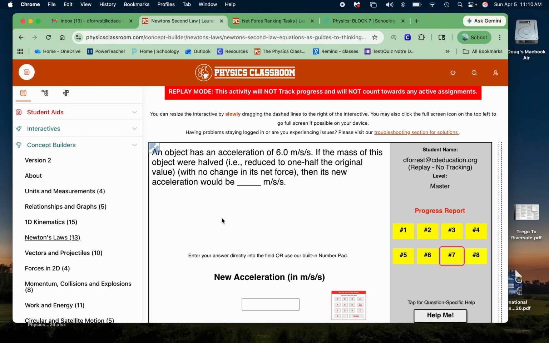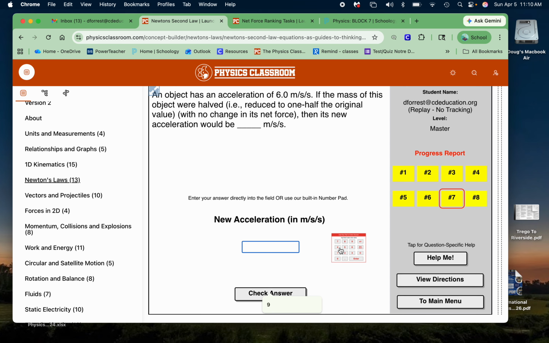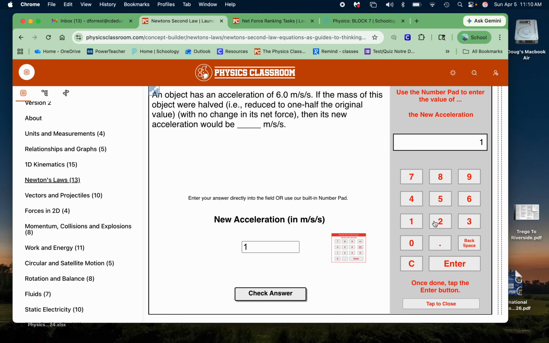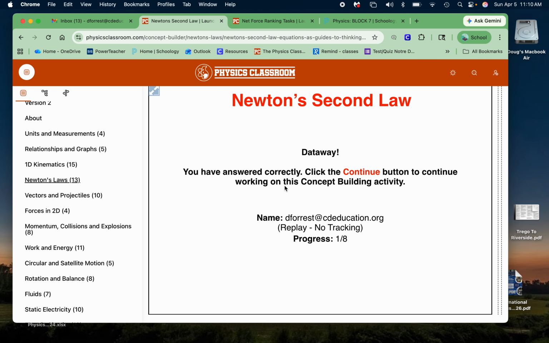So this says an object has an acceleration of 6 meters per second squared. The mass is halved with no change in net force. The new acceleration would be what? Well, acceleration is net force over mass. So if the force stays the same and the mass is halved, that means that same force is accelerating 1/2 the mass, so you should get double the acceleration, so that would be 12. You can either go here and type 12, or you could just type it in directly here. So I'm going to go ahead and check the answer.